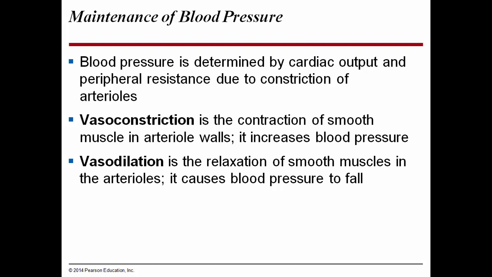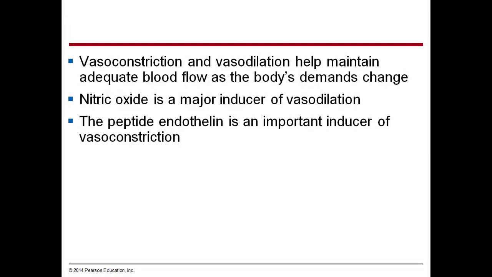Blood pressure is determined by cardiac output and peripheral resistance due to constriction of arterioles. Vasoconstriction is the contraction of smooth muscle in arterial walls and increases blood pressure. Vasodilation is the relaxation of smooth muscles in the arterioles, and it causes blood pressure to fall. So these are ways that your body can regulate blood pressure. Vasoconstriction and vasodilation help maintain adequate blood flow as the body's demands change.